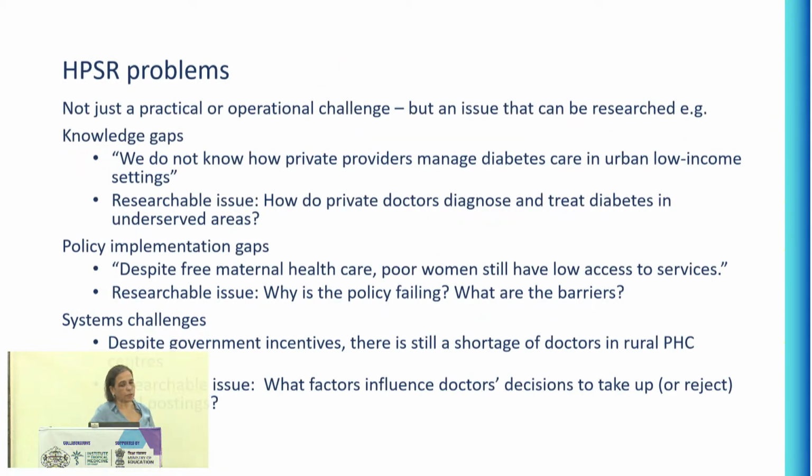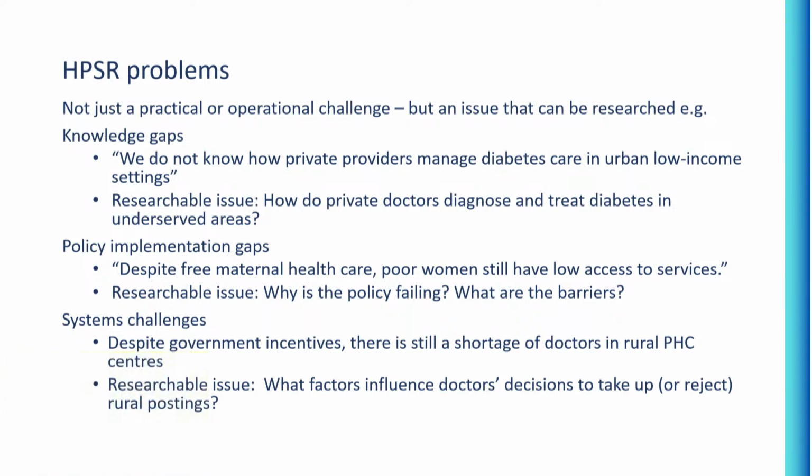So in health policy and systems research, we're not just talking about practical or operational challenges, but issues that can be researched. So as we said, a knowledge gap, for example, would be, we don't know how private providers are managing diabetes in a low income setting. That's a descriptive gap, yeah? We don't know about their management practices. So your researchable issue is, how do private doctors diagnose and treat diabetes in an underserved area, right?